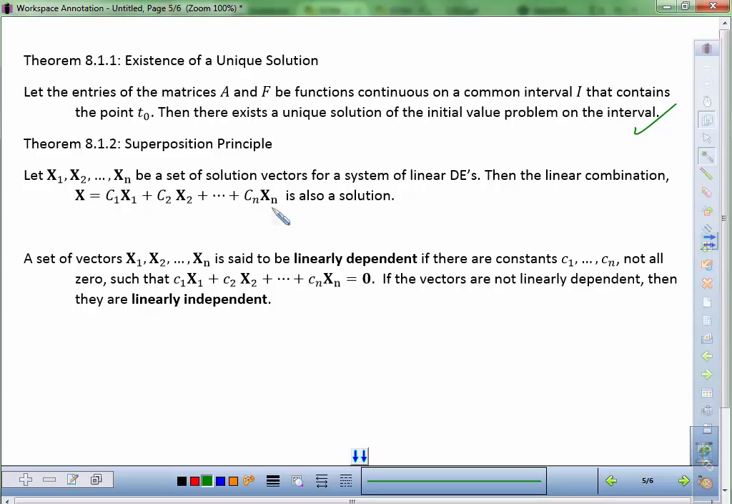A set of vectors is said to be linearly independent if there are no constants, not all exactly 0, such that this linear combination of these vectors is equal to 0. So we defined linear combinations when we talked about the Wronskian. In fact, we used the Wronskian to figure out whether something is linearly independent or not. So this shouldn't be anything new. It just looks a little bit different because instead of looking at individual functions, we're looking at vectors.